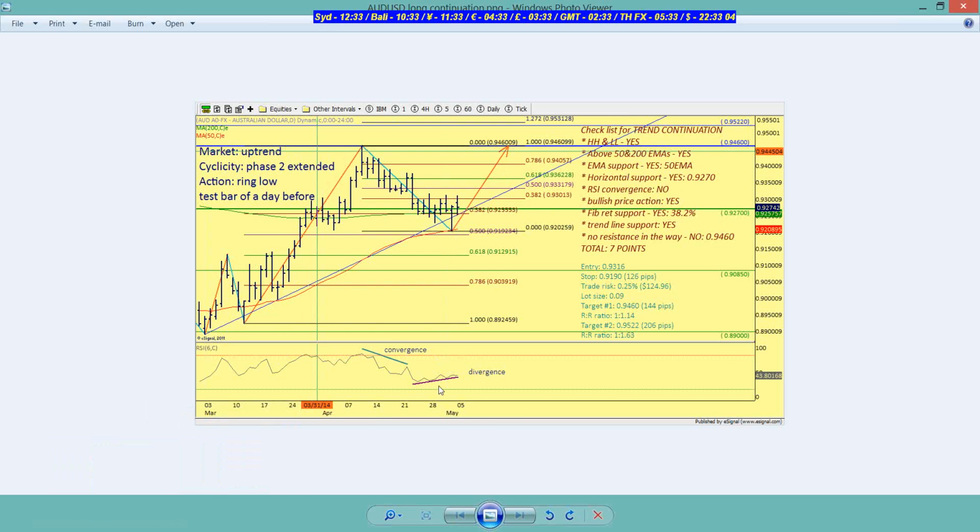Convergence, divergence. Yeah, okay. But this kind of reversal divergence would indicate what to you? To me, if we've got price making lower lows and the momentum making higher lows, then I would say the momentum in this particular move is changing. So it's not often you see reversal divergence at the end of phase 2, which is effectively what this is.